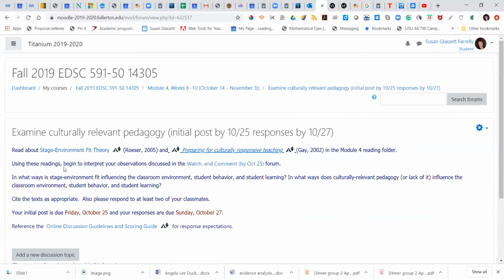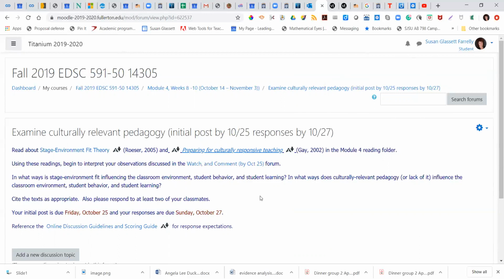I ask you to read Stage Environment Fit Theory and Preparing for Cultural Responsive Teaching. And then once you've taken those two readings, in what ways does stage fit influence the classroom environment, student behavior, and student learning? In what ways does culturally relevant pedagogy or lack of it influence classroom environment, student behavior, and student learning? But I want you to answer those questions in response to your initial interpretation of the observations you saw in the film Emerging. And then cite the texts where possible.